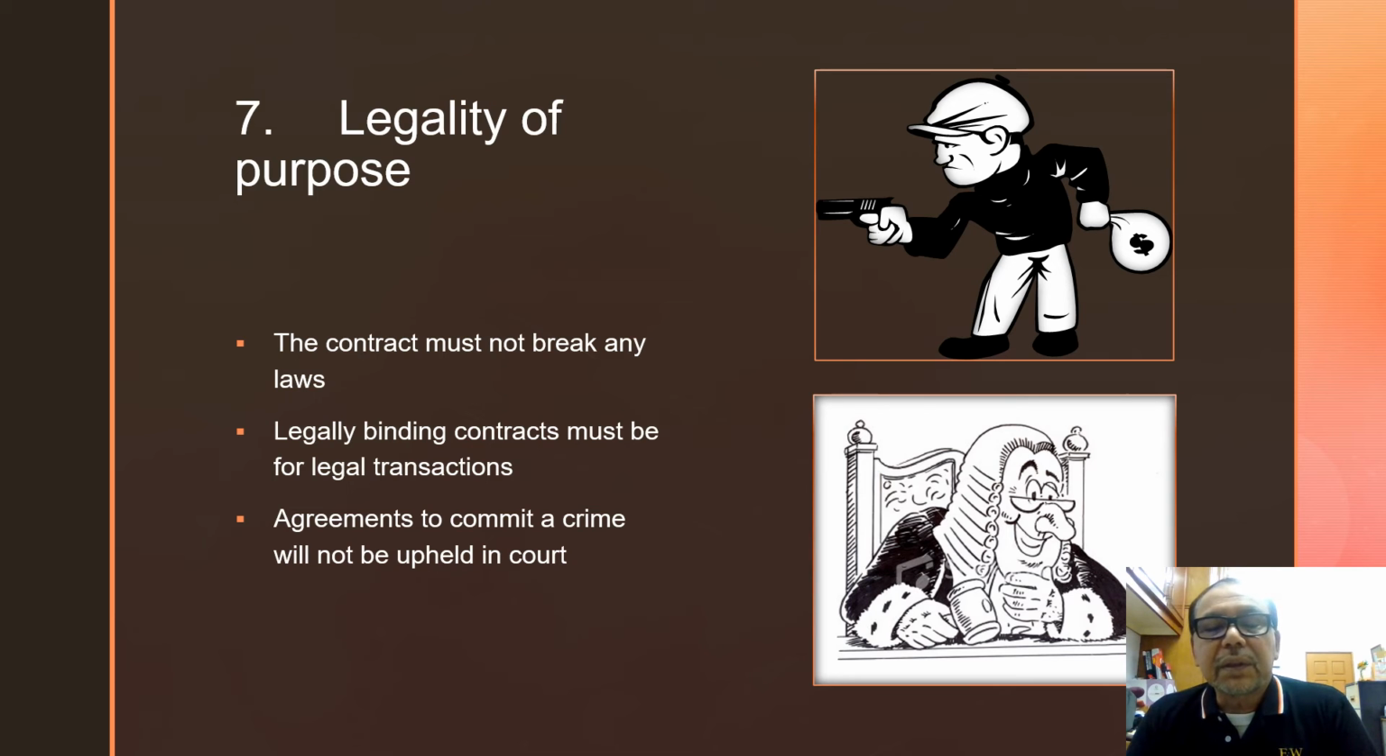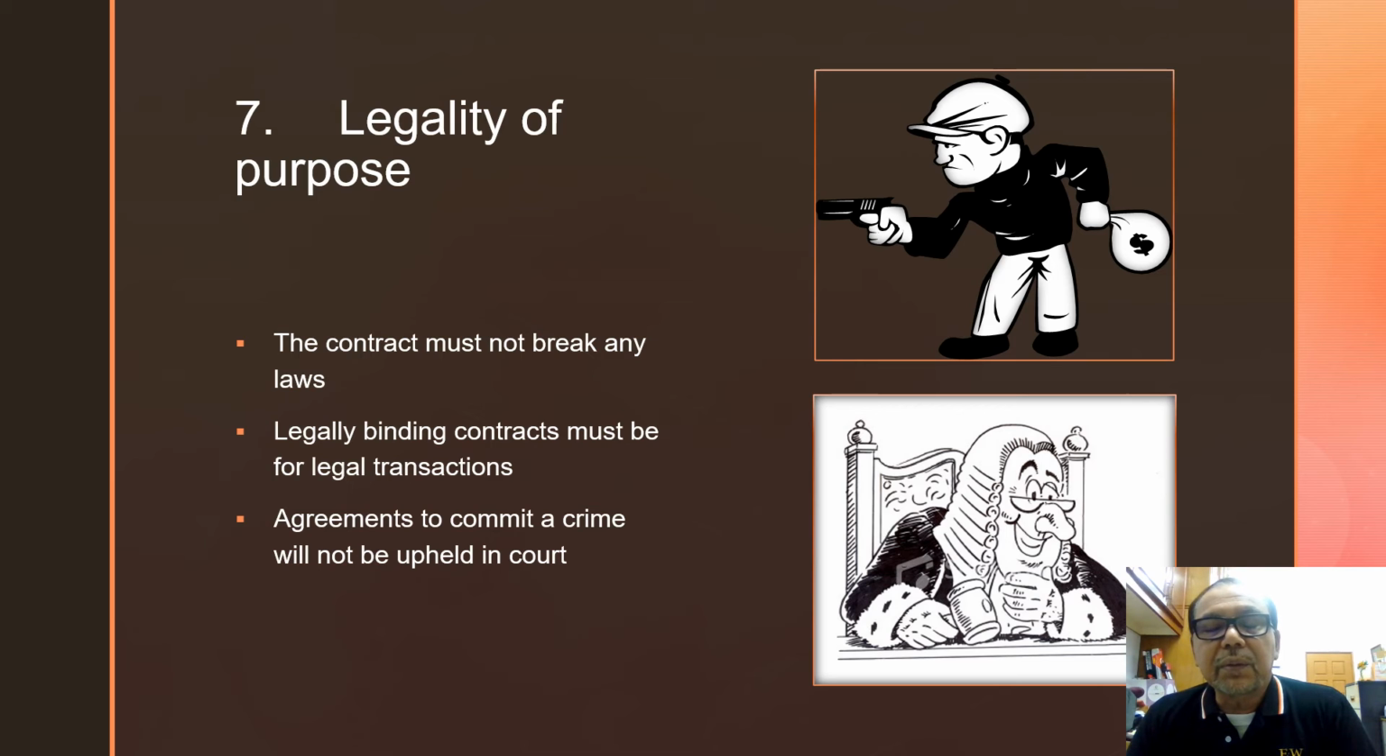So if you want to sell 1 million drug to somebody, and somebody agreed to buy, but they didn't pay you the money, so you want to bring them to court to enforce them to pay you the money? Cannot, because selling and buying drug is illegal in our country. Yeah. Agreement to commit a crime will not be upheld in court.